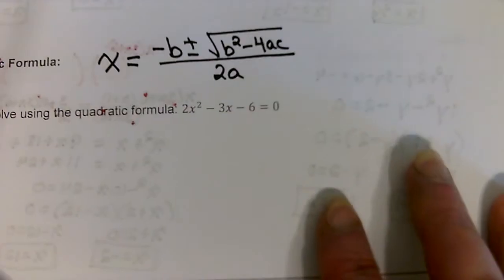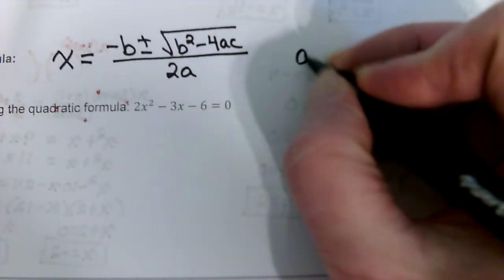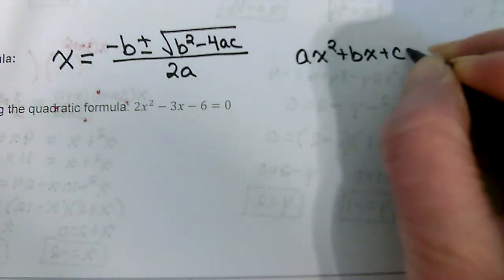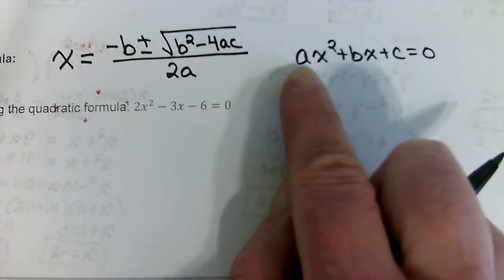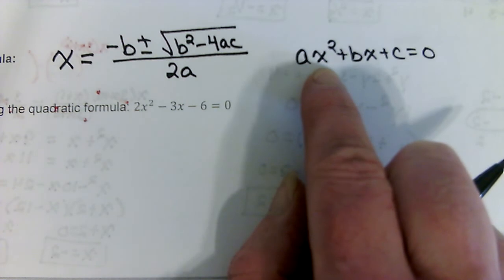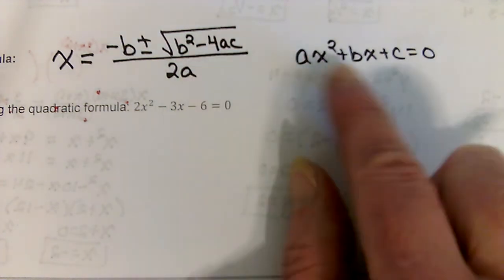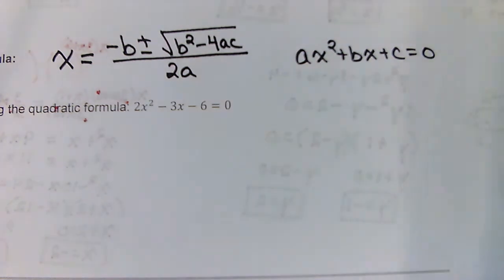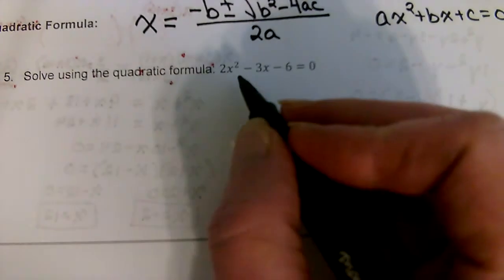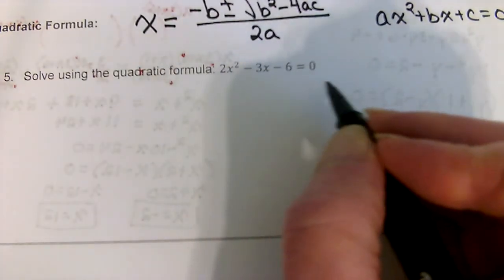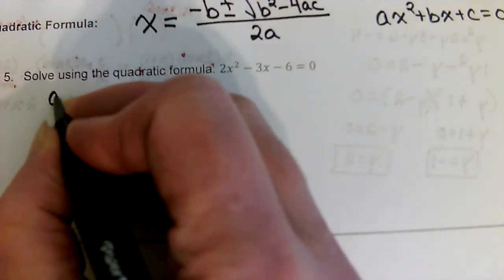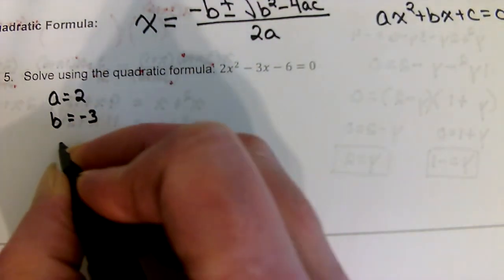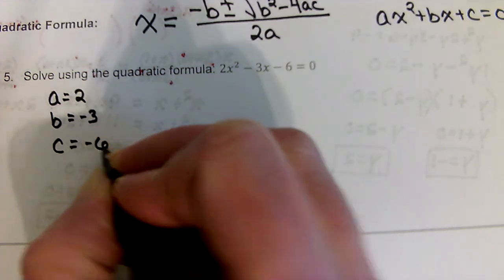Now we have to remember how the quadratic equation was set up. So the a is the coefficient of x squared. The b is the coefficient of x, and c is the constant. So 2x squared minus 3x minus 6 equals 0. So the a is 2, the b is negative 3, and the c is negative 6.